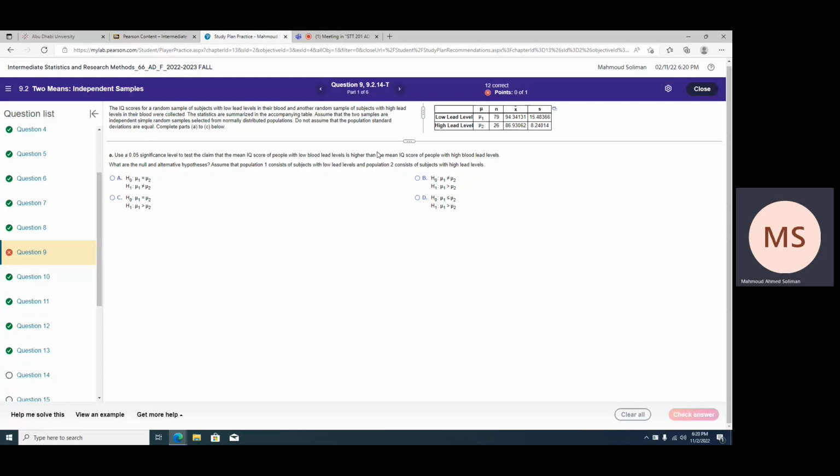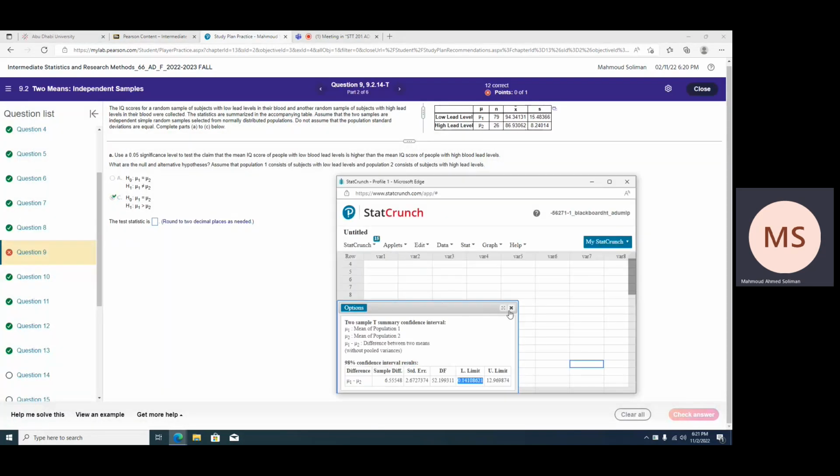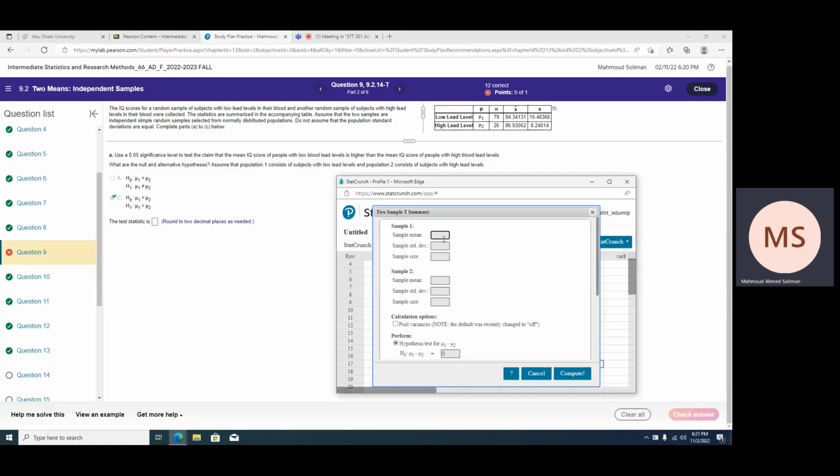So here, higher mean. We do Stat, T Stats, Two Sample, Summary. Let's put the mean 94.34131, then 15.48366, then 79. Then 86.93062, then 8.24014, and then 26. Greater than.